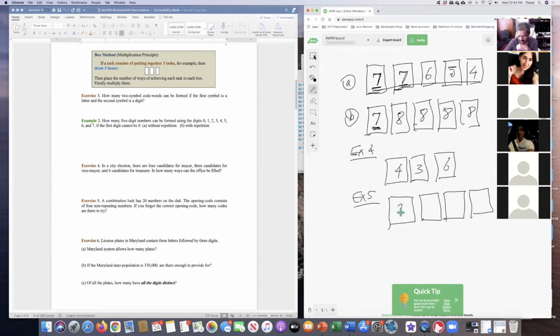20. 20 is right. Very good. Second one, 19. Third one, 18. And 17. Because there is no repetition, whichever number was used in the previous box cannot be used. So the numbers will go down whenever repetition is not allowed, and the product of these will be your answer.